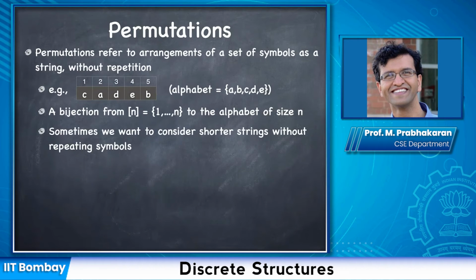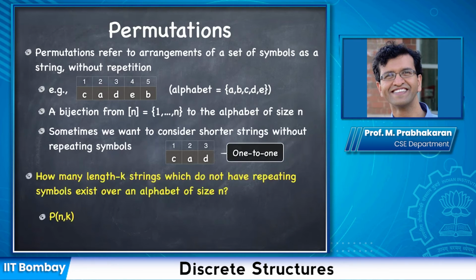Sometimes you would be interested in a more general notion of permutations, where the string could be shorter than the size of the alphabet. So in this case, if for example here you have a string of length 3, the alphabet is still the same, A, B, C, D, E. So here, not all characters appear, but every character appears at most once, so there is no repetition. In terms of functions, it is a one-to-one function. There are no two positions mapped to the same element in the codomain. So it's a one-to-one function.